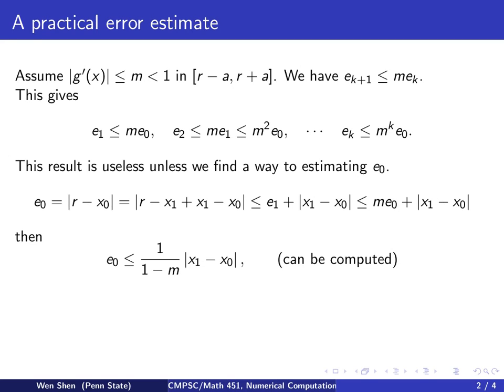Indeed, if we move this term to the left and solve this inequality, we have the following: e0 is less than the absolute value of x1 minus x0 divided by 1 minus m. So pay attention, this quantity on the right-hand side can be computed, and we can know how big it is, and it gives us a bound on e0. So putting everything back together into this estimate, we have e_k less than m^k over 1 minus m times the absolute value of x1 minus x0.